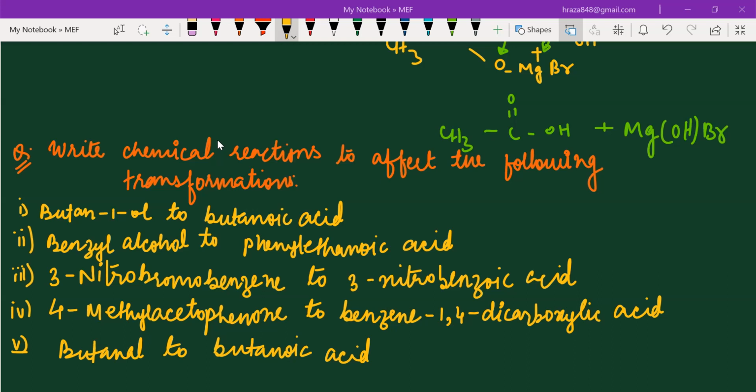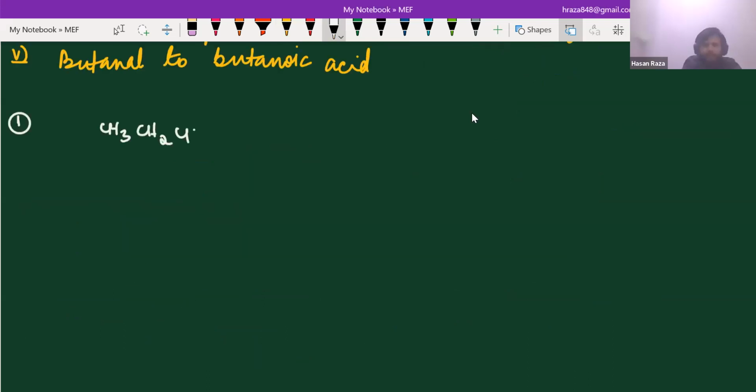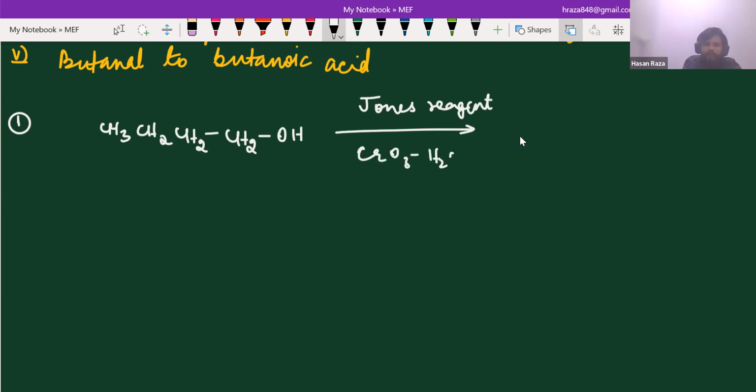So let's see. Butan-1-ol to butanoic acid. It's very easy. You can see this is your butan-1-ol, which is a primary alcohol, and you are going to use Jones reagent. And you know what is Jones reagent? That is CrO3 with H2SO4. It will be directly converted into the carboxylic acid, butanoic acid.